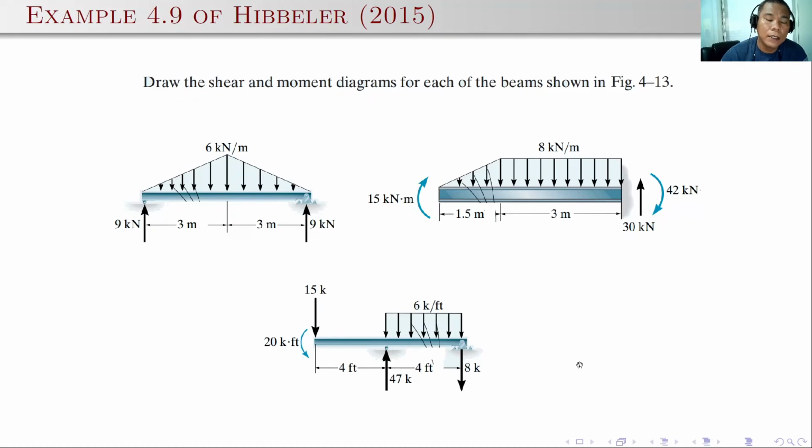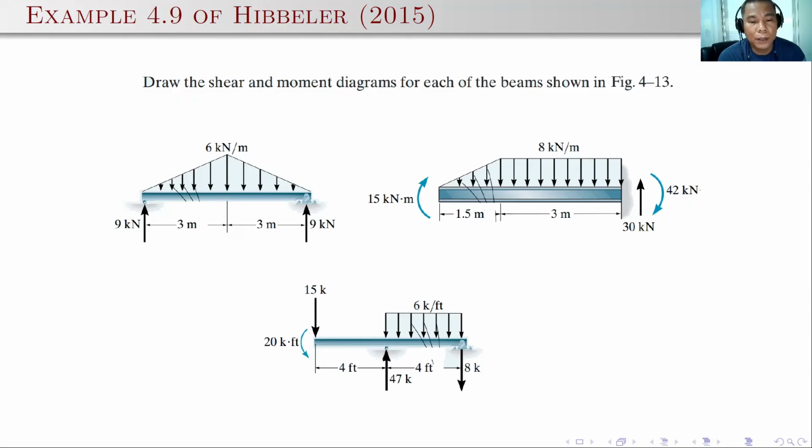Also, you can look for these three examples. I will just show you directly the solutions and the values, and I would like you to do it on your own. You try working on this example so that you will develop your skills in drawing the shear and the moment diagram.